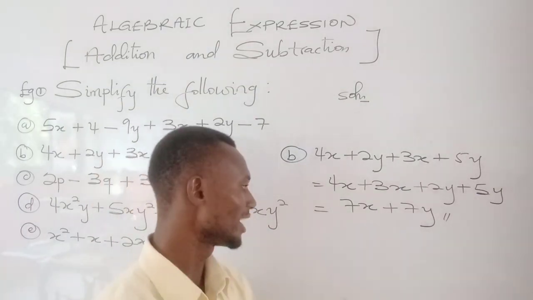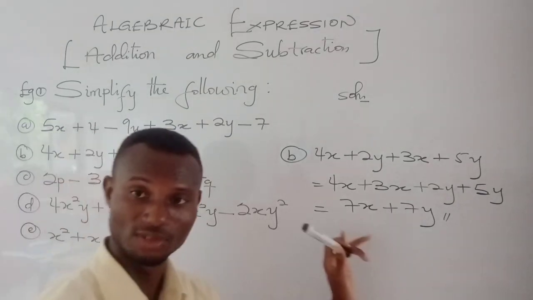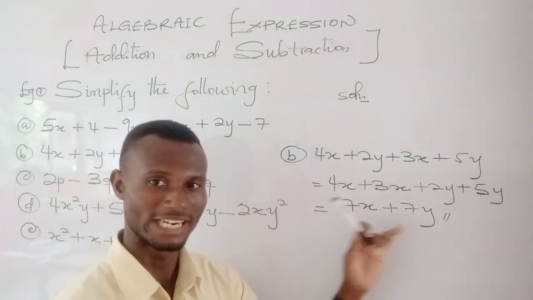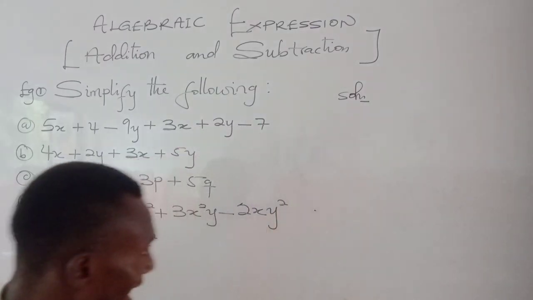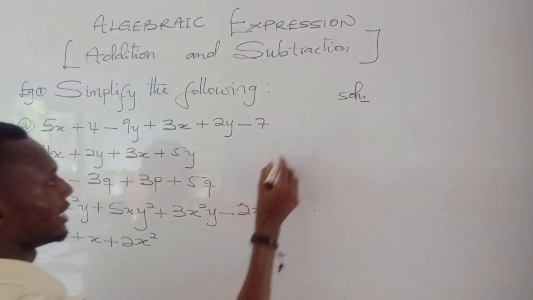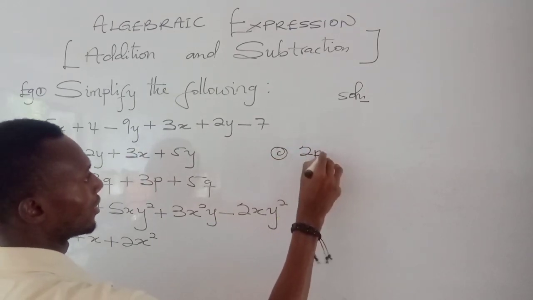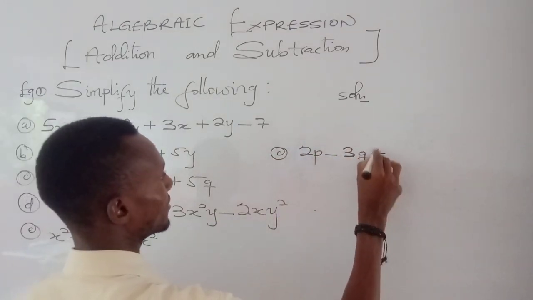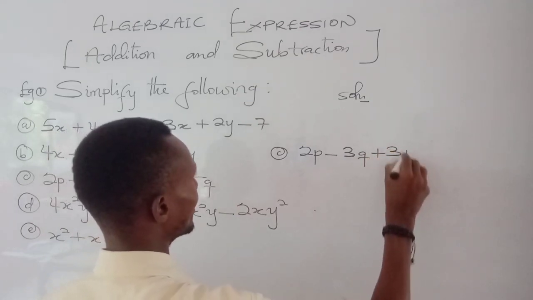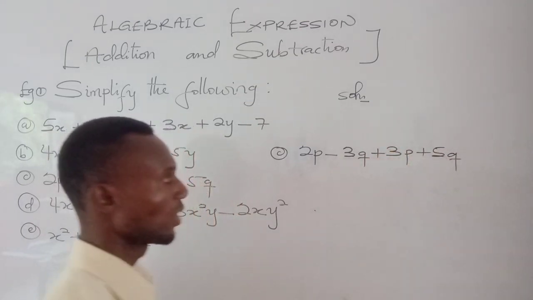Okay, good. Now let's go ahead and do the example C as well. So I'm going to clean it so that we can have enough space to do the example C. So let me clean this from here and let's do the example C. Okay, so the C, I have 2p minus 3q plus 3p plus 5q. So what do we do?